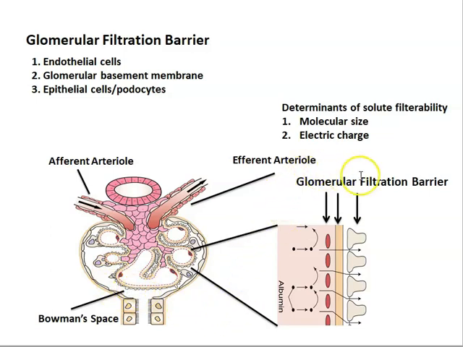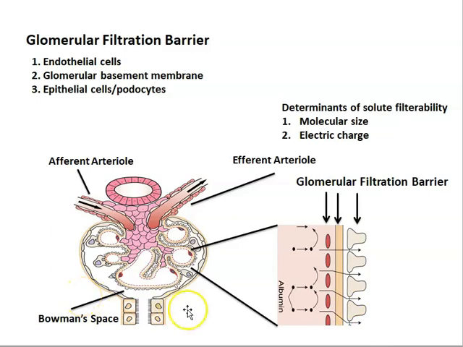Here in this diagram are the parts of the glomerular filtration barrier. This barrier consists of three components. From the inner part to the outer part, the first layer consists of the endothelial cells of the glomerular capillaries. The second layer is the glomerular basement membrane, and the third layer is the epithelial cells, also called podocytes.